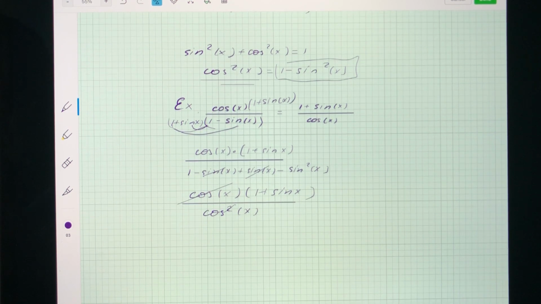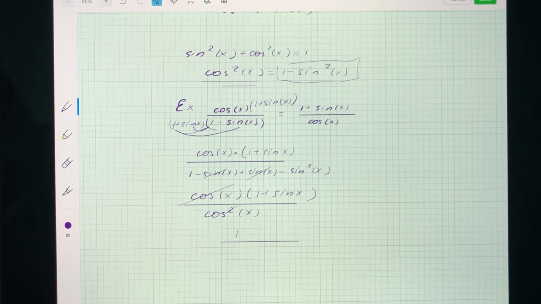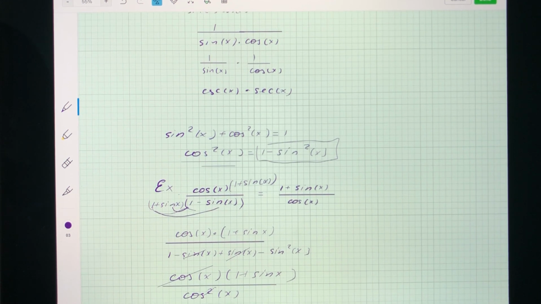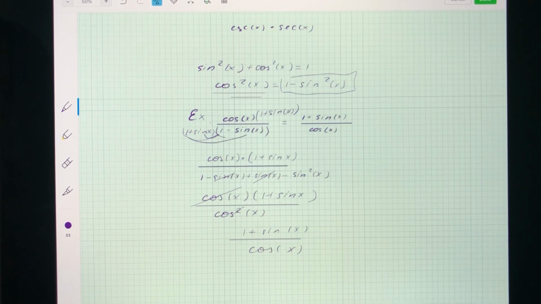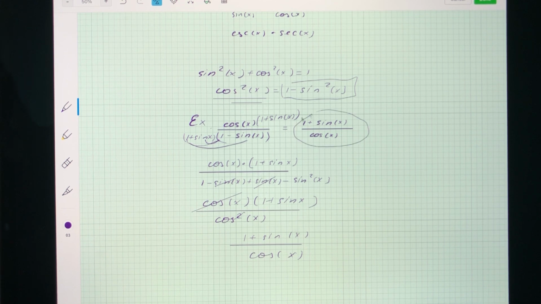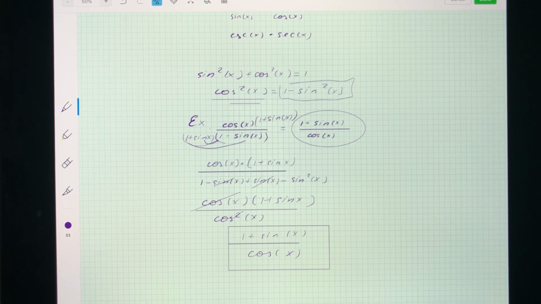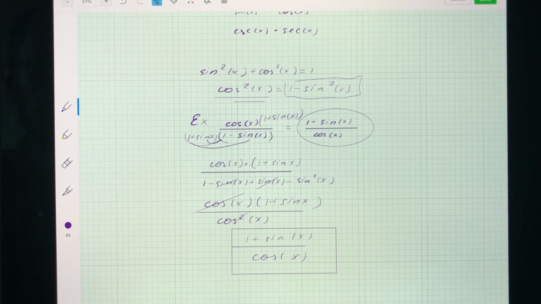So now we have 1 plus sine divided by cosine. And what do we have on the other side? Well, we have exactly the same expression. Here it is, 1 plus sine divided by cosine. That's exactly what we came up with. So this is how to prove one of the ways to show this identity.